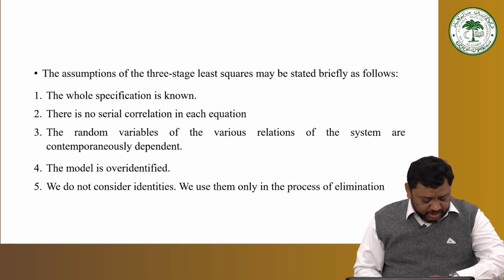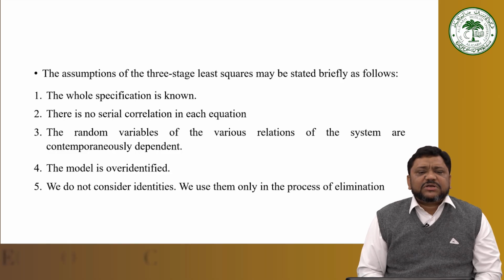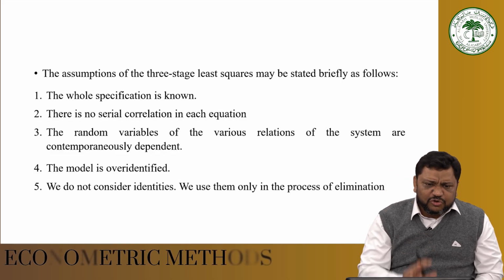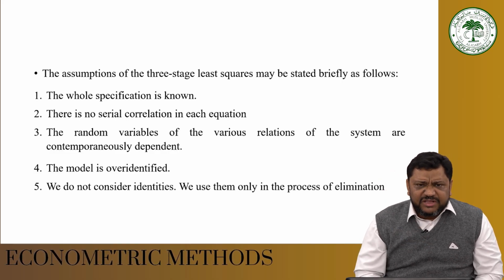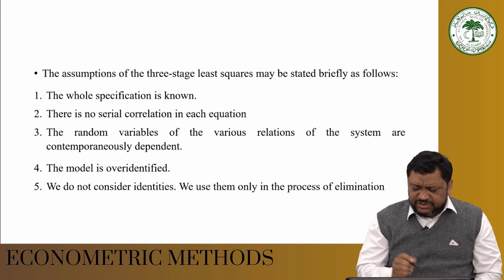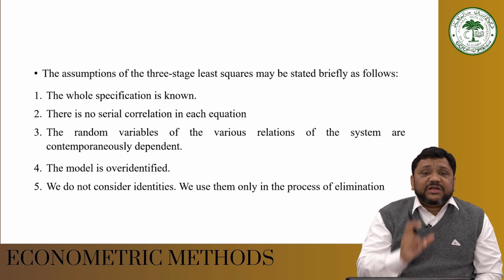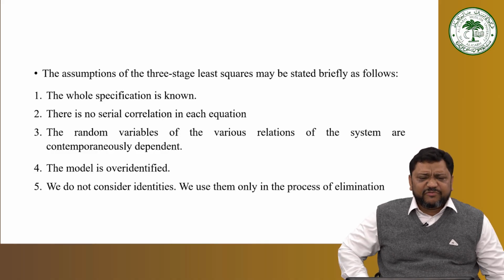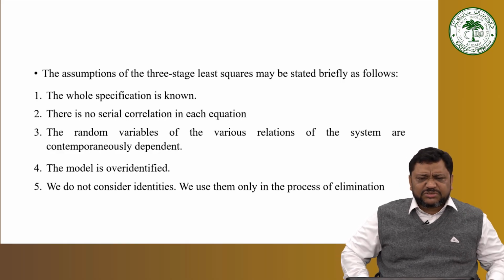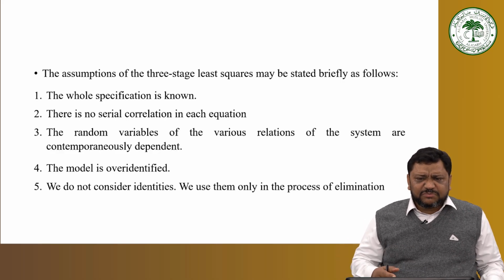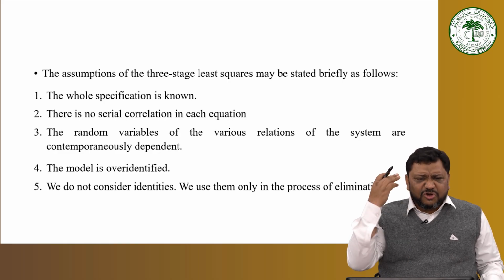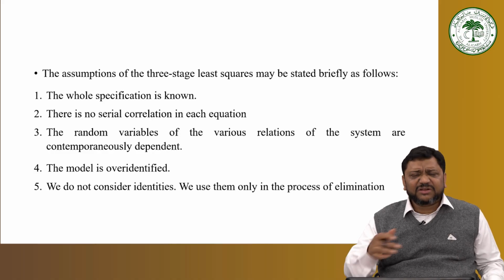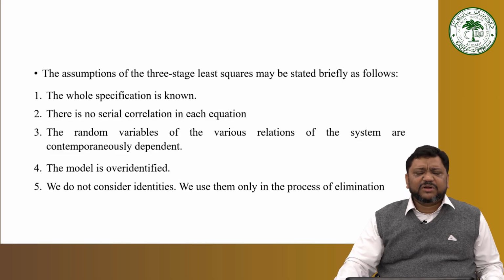So let us go quickly through the assumptions of 3-stage least squares. The whole specification is known. There is no serial correlation. The random variables of the various relationships of the system are contemporaneously dependent. The model is over-identified, and we do not consider the identity equations. We use them only in the process of elimination. Otherwise, we will not be using this method.